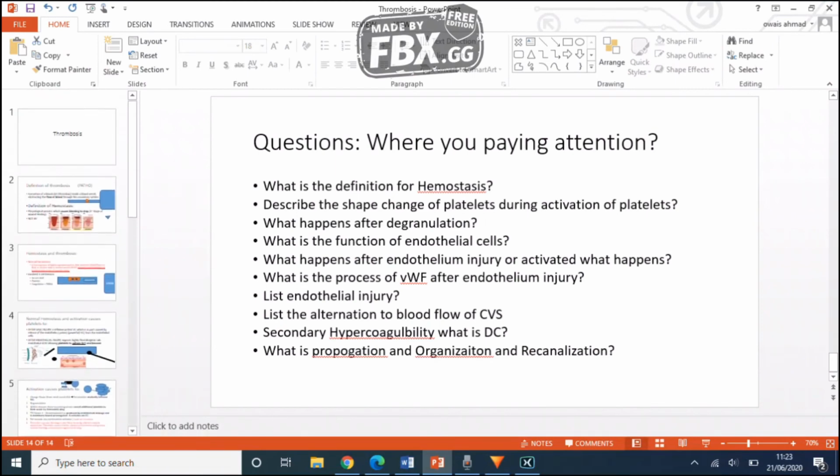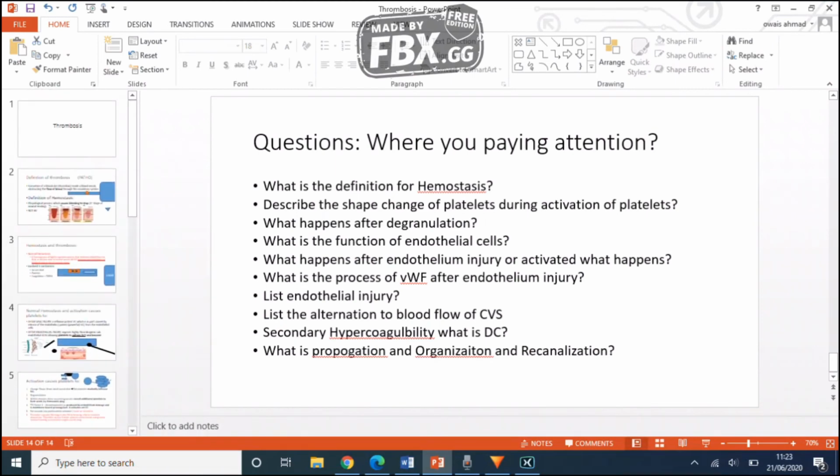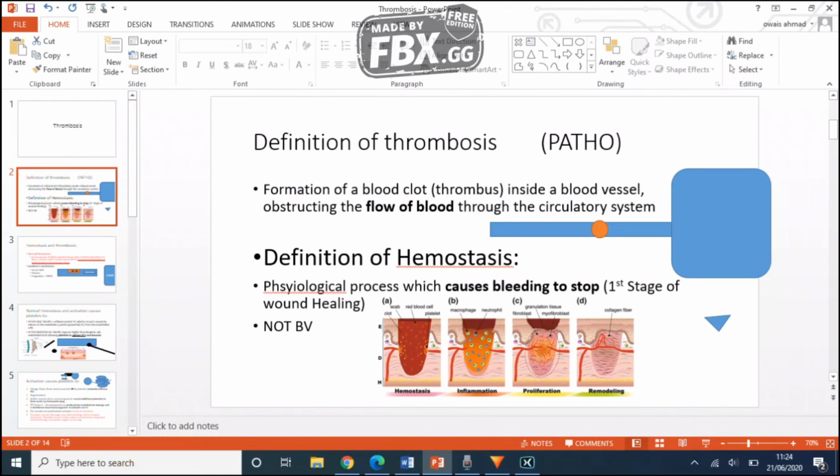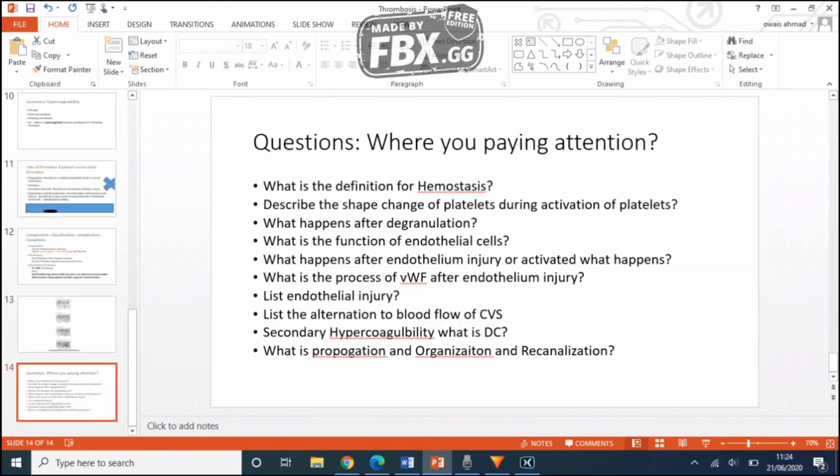So now questions for you guys: what is the definition of hemostasis? Hemostasis is a physiological process, involved in the stages of remodeling. It's going to be the first stage of healing. So that's hemostasis.